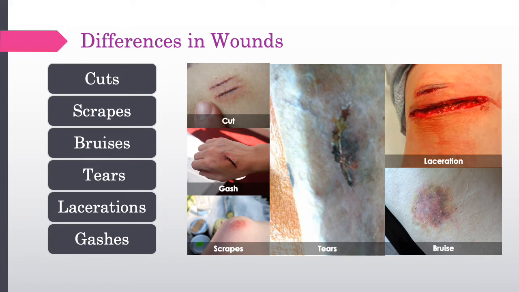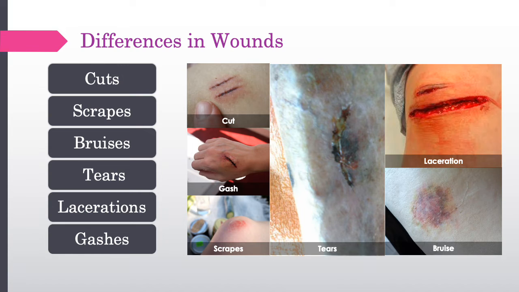With scrapes, again, always wash your hands, then wash the scrape and dab dry. You can apply ointment such as Neosporin. Don't apply a lot, then place a clean bandage over it. Change the bandage often, and you can also reapply the Neosporin for a day or two.